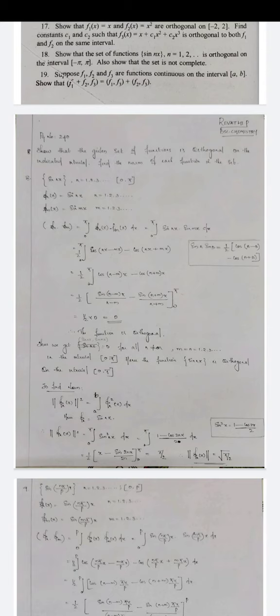The next part of the question is to find the norm. So to find the norm, we know the norm of phi n of x, whole square, is equal to integral a to b phi n square of x into dx. Here we need to take phi n of x is equal to sin nx. So substituting in the equation, we get the norm of phi n of x, whole square, is equal to integral 0 to pi sin square nx dx.